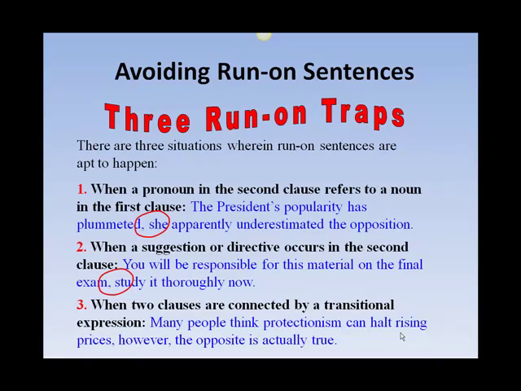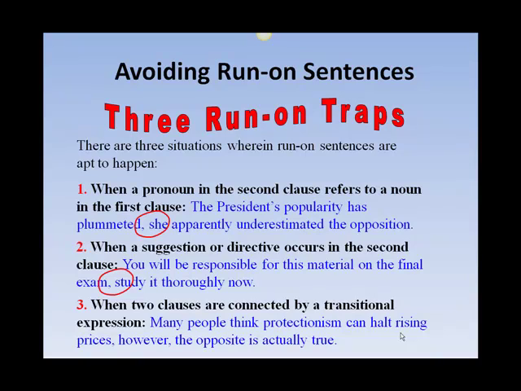Another scenario happens when a suggestion or a directive occurs in the second clause. You will be responsible for this material on the final exam. Study it thoroughly now. This likewise is a comma splice because we have two independent clauses that have been joined using a comma. Finally, very common, probably the most common type of comma splice I see is number three.